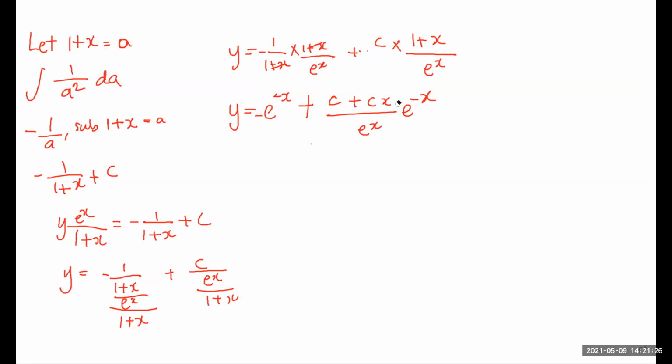Wait, how did you say I should write it? c times e to the minus x. Put a bracket now around 1 plus x. You don't have to put a bracket around e to the minus x. Put a bracket around the 1 plus x. c times e to the minus x times 1 plus x. That's how you just need to write it. And you're done. All right, that's it.